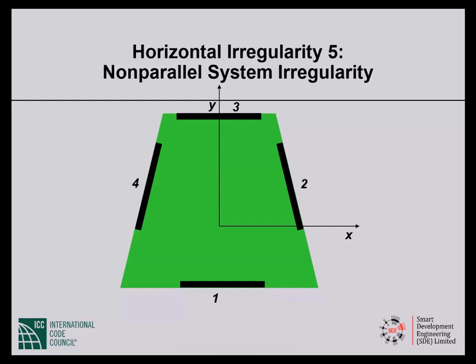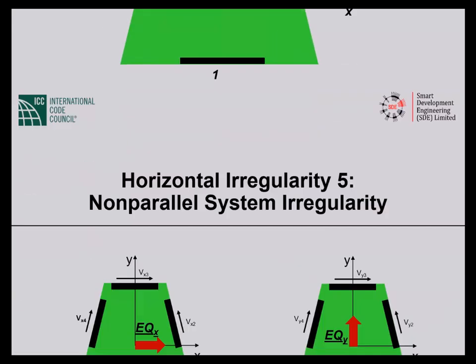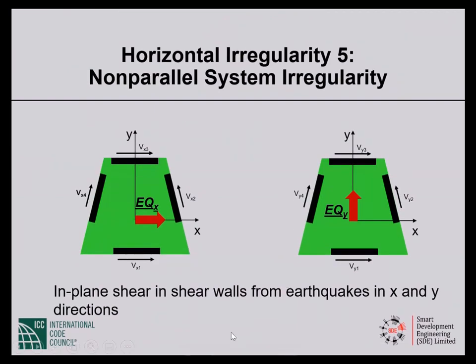So how does it work? We have this structure. Obviously, this shear wall and that shear wall are not parallel to that axis, so we have type 5 irregularity. This is earthquake X, this is earthquake Y.